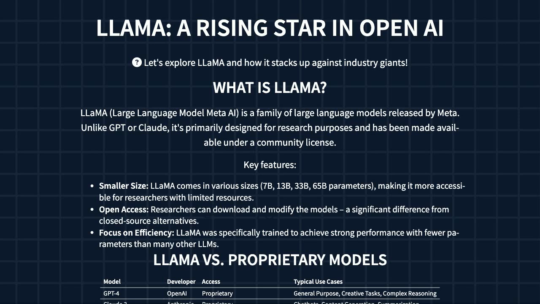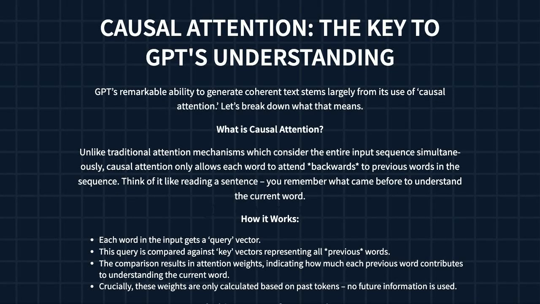GPT-4 and Claude 3 are proprietary models, meaning only OpenAI and Anthropic control them, while LLaMA is open access, perfect for researchers exploring all sorts of possibilities. Essentially, LLM openness is driving a lot of exciting innovation in the field. Okay, let's dive into how GPT actually understands what it's writing.